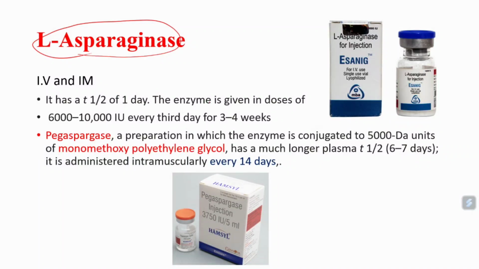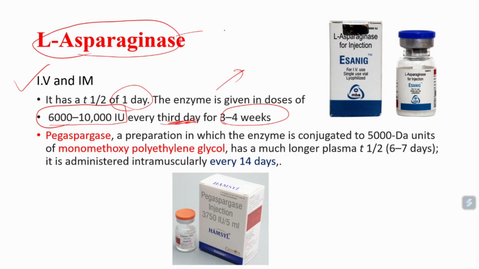Now let us see the asparaginase. It is available in IV form as well as IM form. It has a t-half of 1 day. 6,000 to 10,000 international units is given every third day, and it is given for 3 to 4 weeks. It is not given daily, it is given every 3 days once.